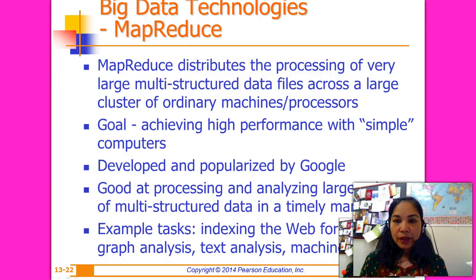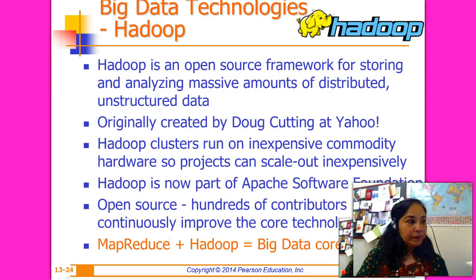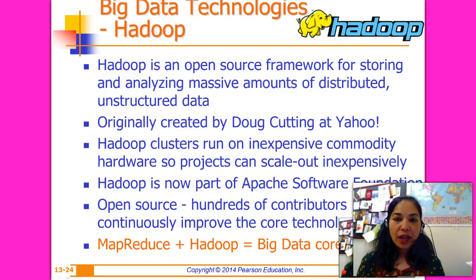Hadoop is a framework for storing and analyzing massive amounts of distributed unstructured data. It was originally created by Doug Cutting at Yahoo. Hadoop clusters run on commodity hardware, so projects can scale out inexpensively. Hadoop is now a part of the Apache software solution, which is also open source, so there are hundreds of contributors continuously improving the core technology. So MapReduce plus Hadoop are the big data core technology.